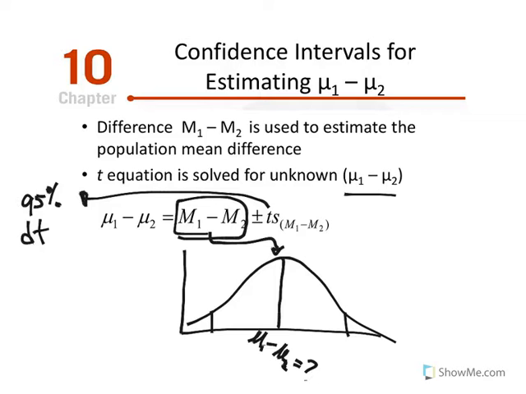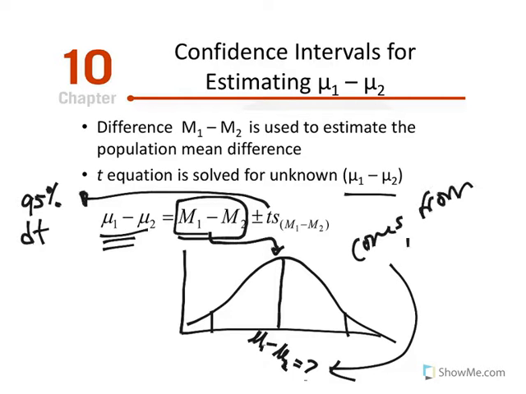So again, the range is going to then be expressed that we're 95% confident that the true population mean difference, right, that's what we're calculating, falls within this particular range of values. And again, this in the center no longer is representative of the null, because now we've confirmed that there is a true difference. And again, this comes from M1 minus M2.